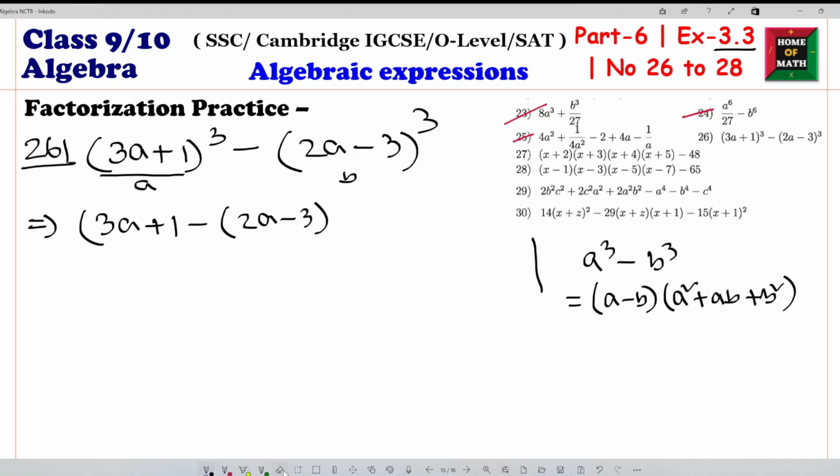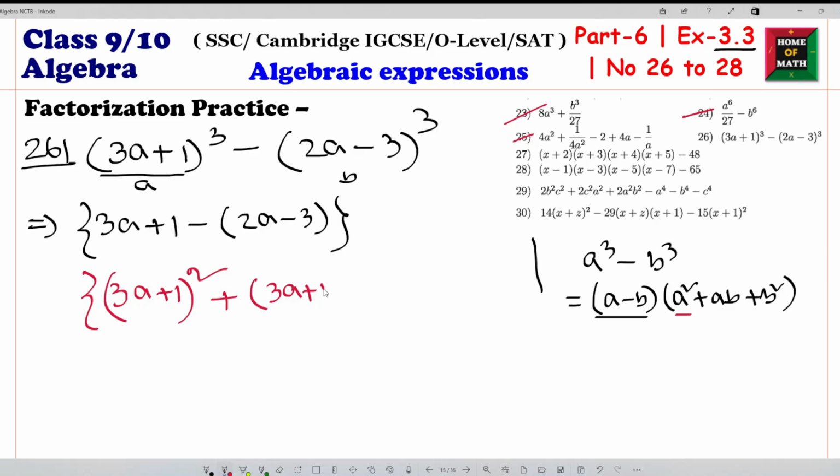Okay, and we can use a second bracket, it will look good. So a minus b done. Next, a square, so we can write a square means (3a plus 1) whole square, plus then ab. A means 3a plus 1 times 2a minus 3, then plus b square, it means (2a minus 3) whole square.